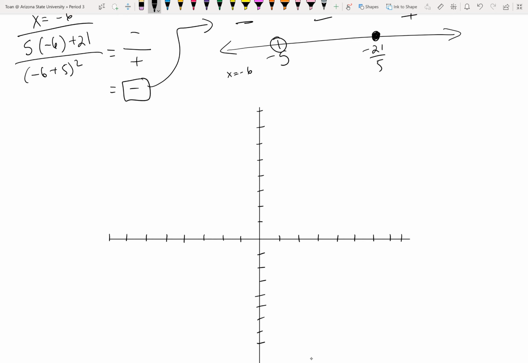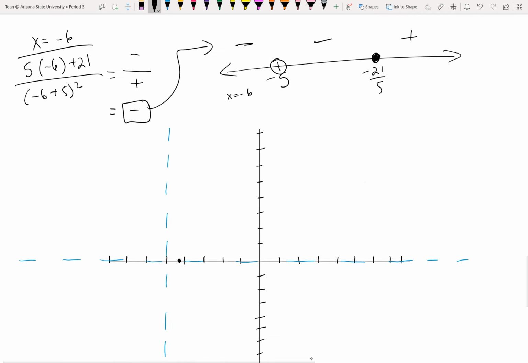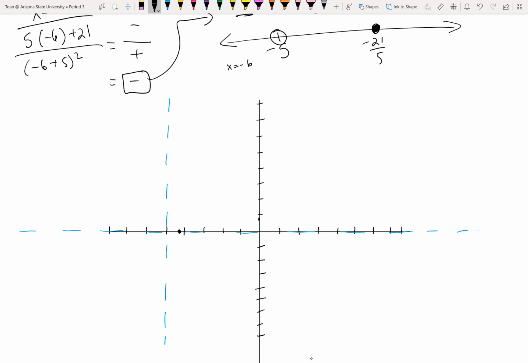So plot everything. Asymptotes, x-intercepts, y-intercepts, the whole works. So my asymptote is at x equals negative 5. Horizontal is y equals 0, which was the x-axis. I have an x-intercept at negative 21/5, which is negative 4.25, which is, I'd say it's somewhere right there. I have a y-intercept at 21 over 25, which is just a little underneath 1. So I have something like that. So in terms of all the points and intercepts, I've graphed it.